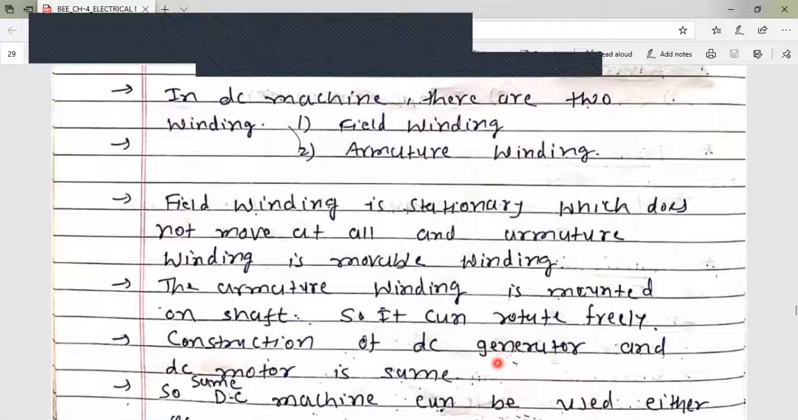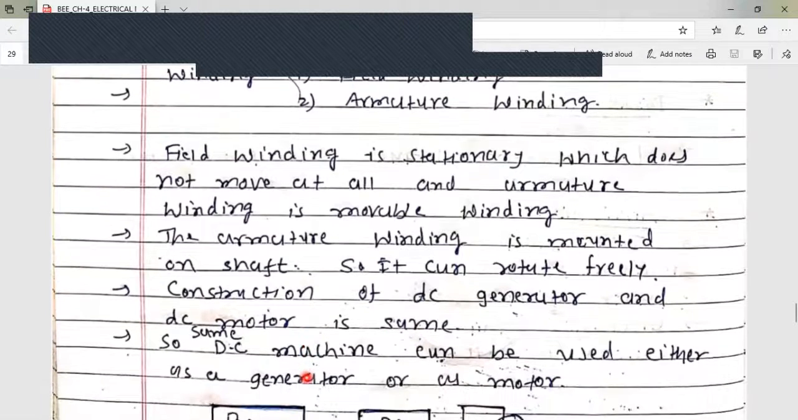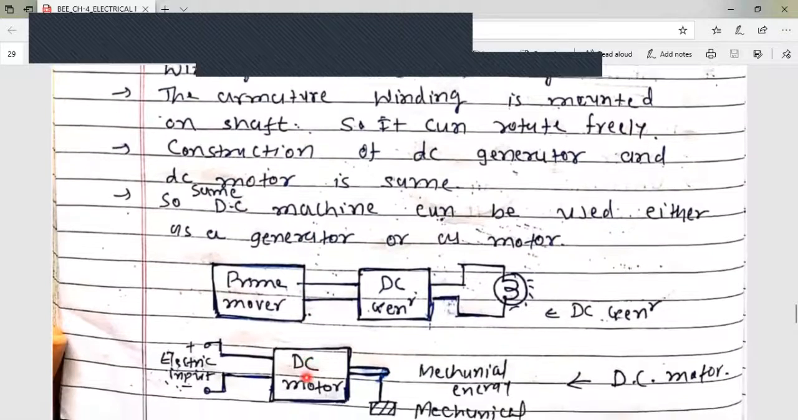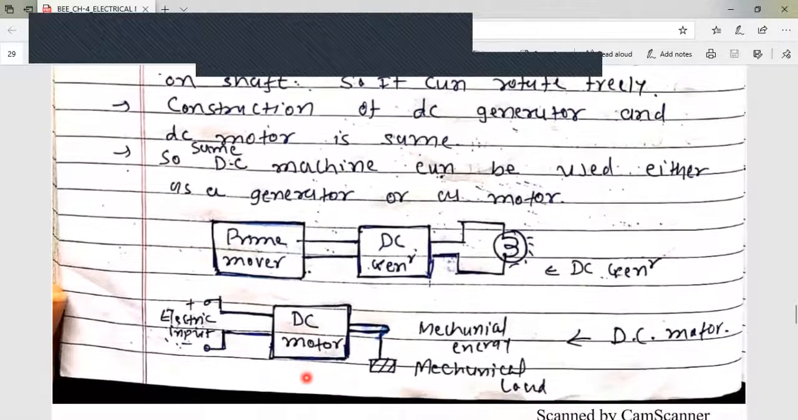Construction of DC generator and DC motor is the same. Keep in mind, construction of both DC generator and DC motor is the same. So a DC machine can be used either as a generator or as a motor. See here is a basic diagram of DC generator and this is DC motor.